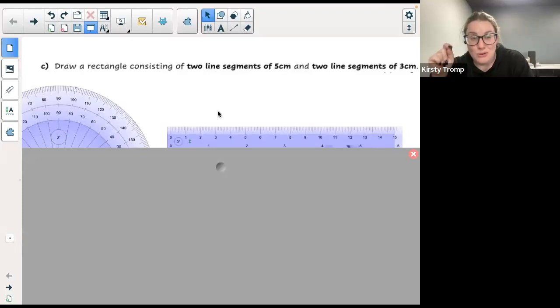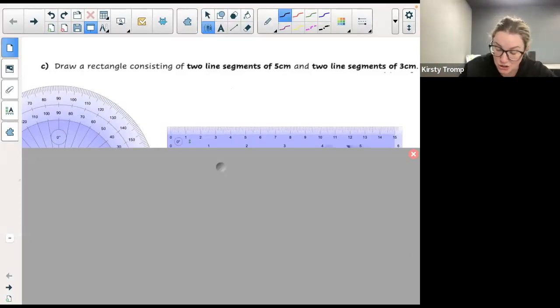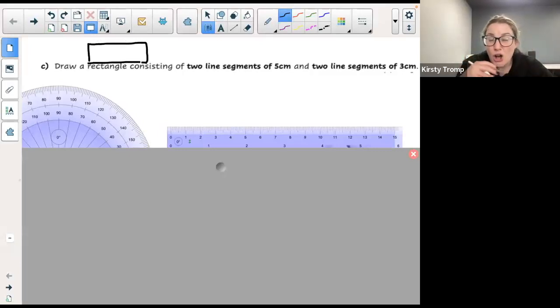So for a rectangle, what do I know about a rectangle? How many sides are there in a rectangle, guys? Good. There's 4 sides in a rectangle. So first I'm going to sketch it on my page. Before I go and draw it, I'm going to do a little rough sketch. If I sketch a rectangle, do you agree it's got 4 sides? 2 sides are long and 2 sides are short. Good, Laletu.